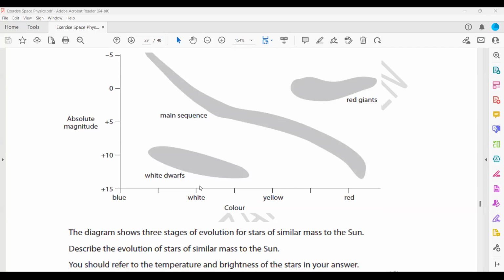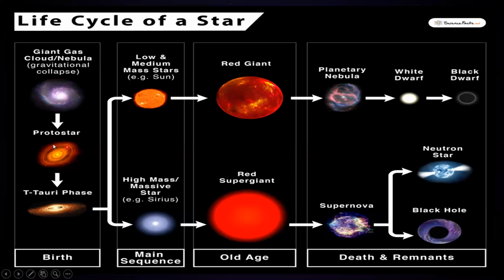You can see here, this is a star cycle. First we have a protostar. Then if it is a sun-like star, it will be a main sequence star, and it will remain in the main sequence for a longer period of time. Then it turns into a red giant. And after a planetary nebula, we are left with a white dwarf.